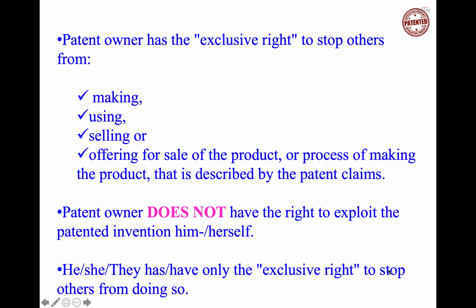The patent owner has the exclusive right to stop others from making, using, selling, or offering for sale the product, or the process of making the product, that is described by the patent claims. The patent owner does not actually have the right to exploit the patented invention him or herself. That means that if they want to improve it, as long as it is still under the patent duration, they could not do it. He, she, or they, if in a group, have only the exclusive right to stop others from doing so.